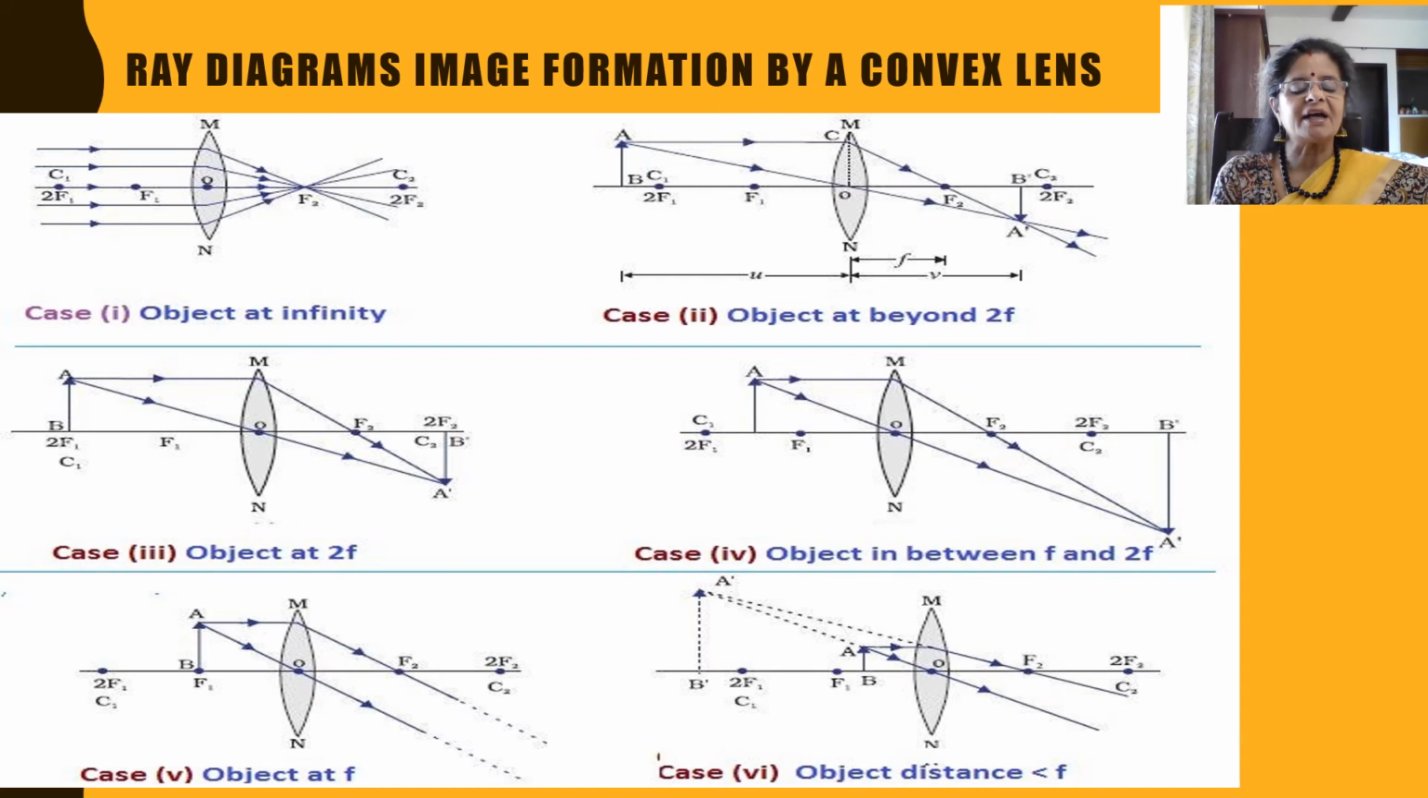The fifth diagram shows the object is at F1 and the image is formed at infinity and the image is highly enlarged, and it is real and inverted. And the last picture shows that the object is between F1 and the optical center and the image is formed on the same side of the lens and it's also enlarged, but it is virtual and erect.